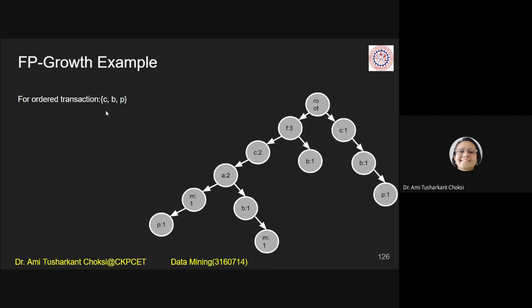Now CBP. Let's see, from the root, do we have anything wherein we are having a C node? See the previous figure so you can have the idea. C is there in the starting, that is after root. No, it is not available. Fine. So what we have to do is create a new branch: C, then B, then P. For all of them, we are initializing the count to 1.